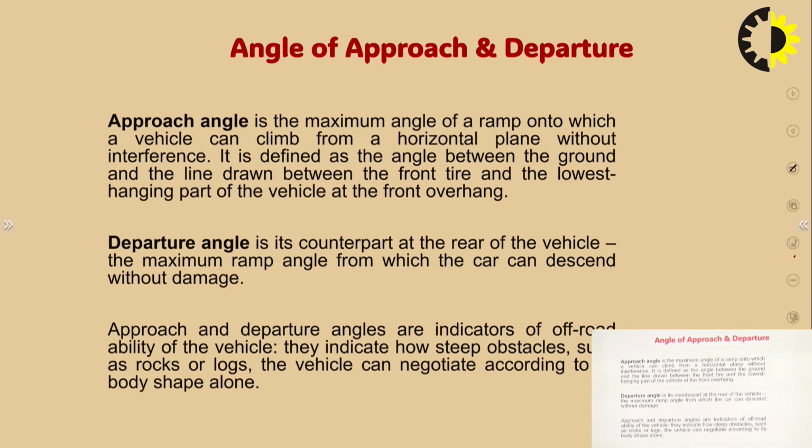Whereas the departure angle is the counterpart of the angle of approach. It is the maximum ramp angle from which the car can descend without any damage. So it secures the front end and the rear end of the car. The approach and departure angles are indicators of the off-road ability of the vehicle. They indicate how steep an obstacle, such as rocks or logs, that the vehicle can negotiate according to its own body shape.